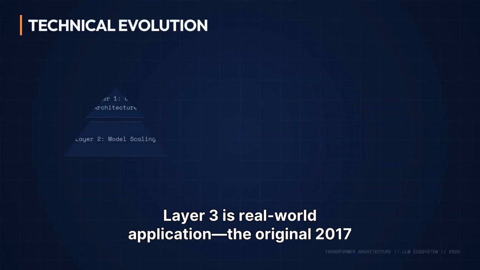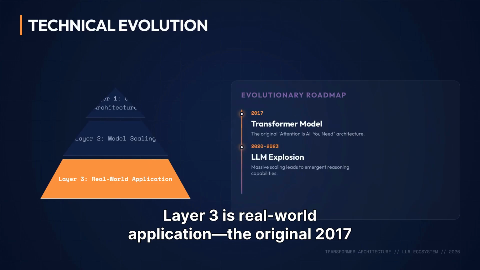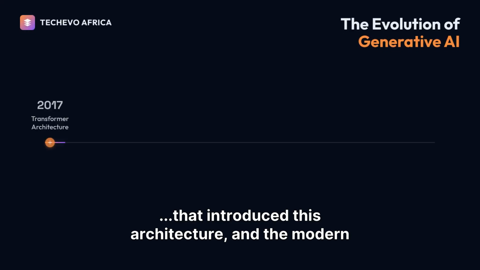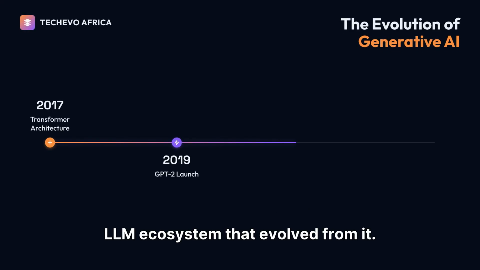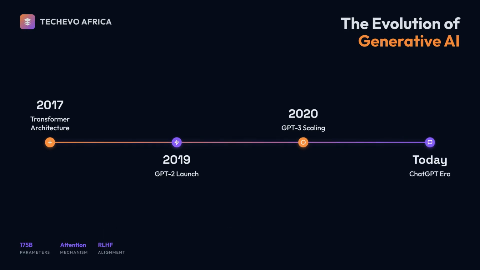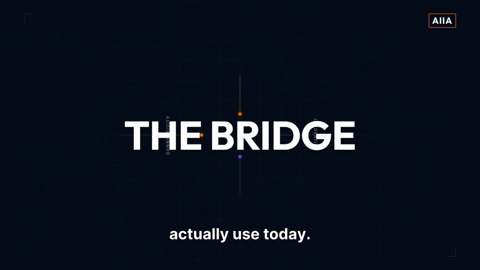Layer 3 is real-world application, the original 2017 transformer that introduced this architecture and the modern LLM ecosystem that evolved from it. This is the bridge to what you actually use today.